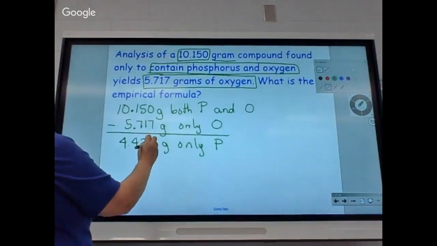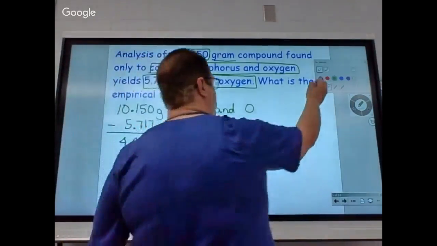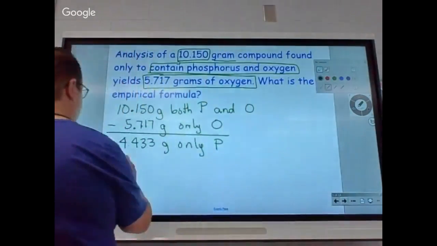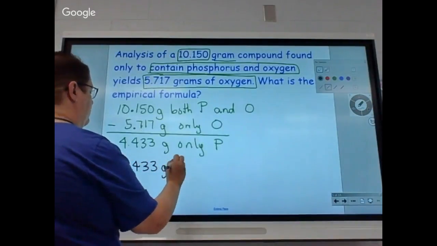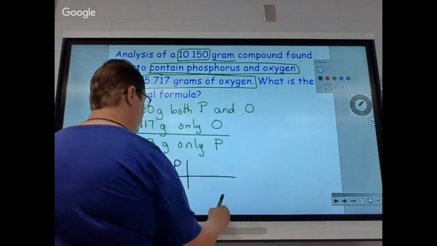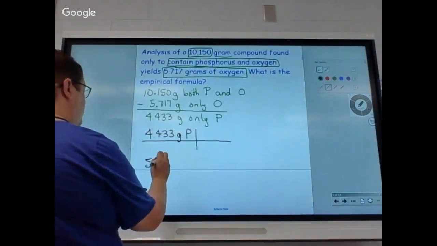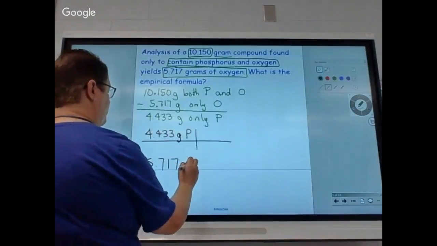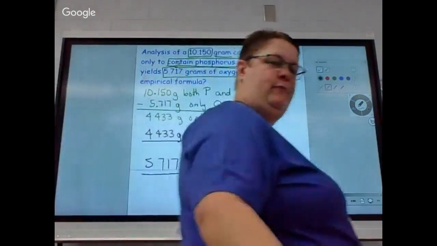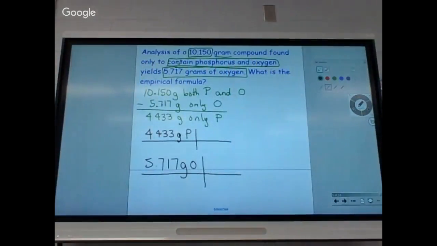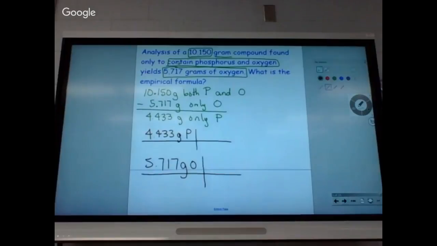4.433. All right, so from there, now you're ready to go. So you're going to set up your 4.433 grams of P and your 5.717 grams of O and solve. Okay? So we've done two. You do that. See if you can get it. And then I'll finish it on the board if need be.